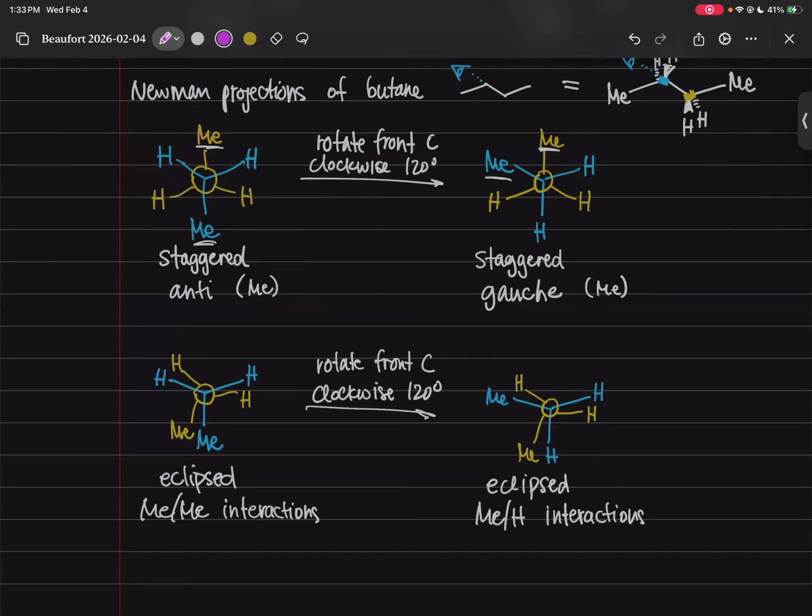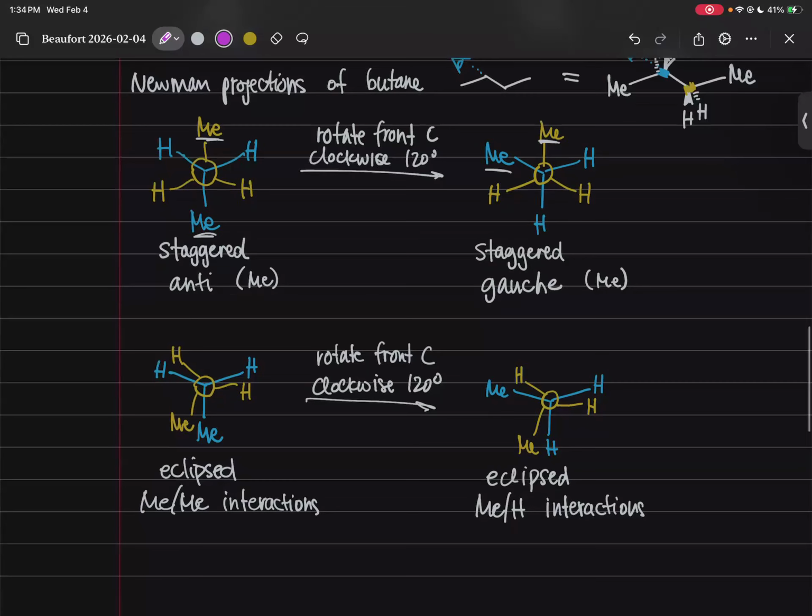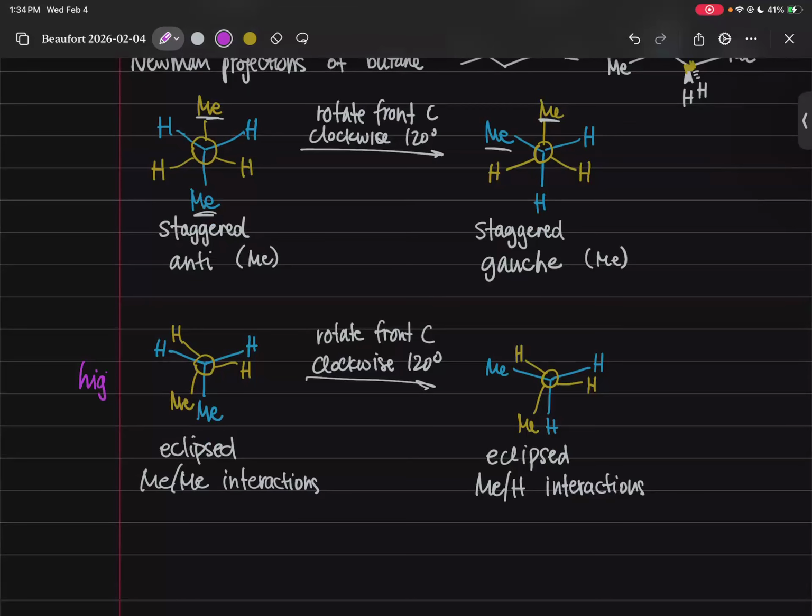Which of these do you think is the least stable or the highest in energy? The eclipsed methyl-methyl, yep. So it's going to be this guy. Because, well, first of all, we know that eclipsed is less stable than staggered, higher energy than staggered. And then we've got these two big groups, the two biggest groups in the molecule, crashing into each other. That's unfavorable, that's higher energy.